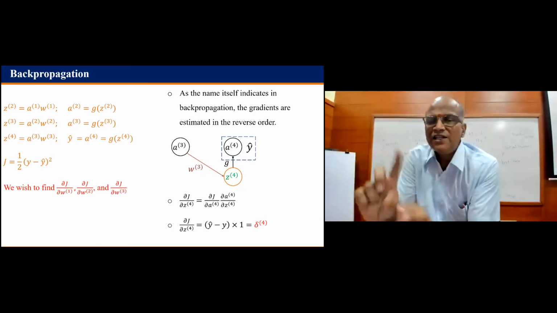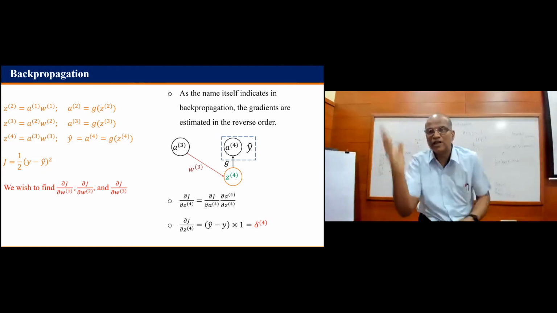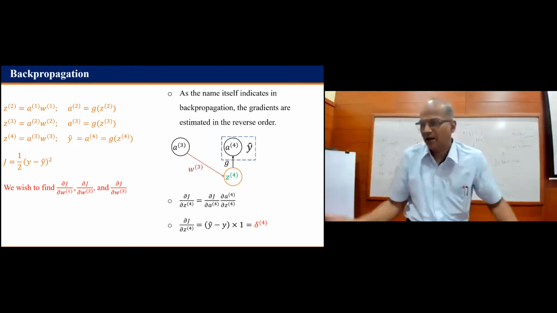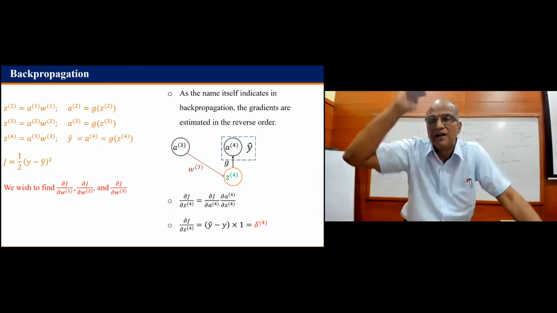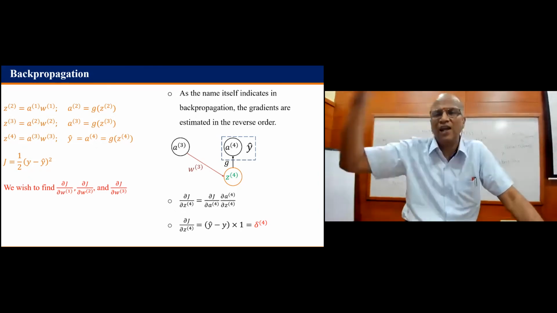So finally, this I call a delta. Delta is a notation used in machine learning for neural networks. So this dou J by dou Z4 is put in terms of del 4. That means it is for layer 4.